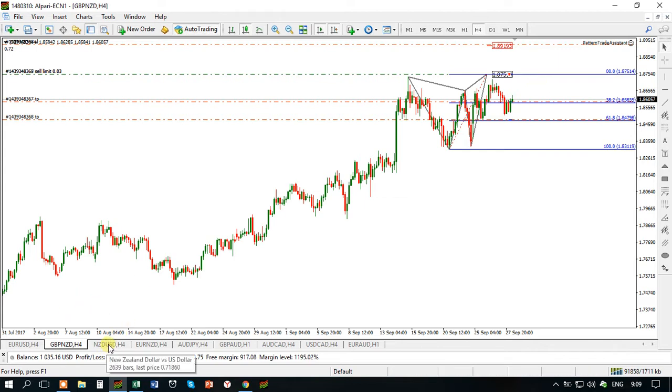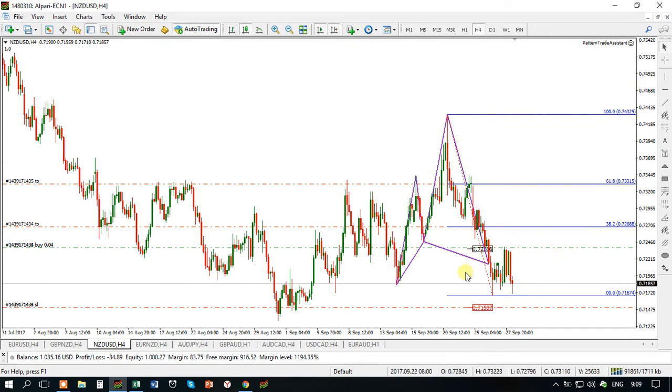Okay, so New Zealand dollar. I was hoping this trade would bring me either profits or losses yesterday because of the New Zealand bank rate decision, but nothing happened. No erratic movements, nothing. Look at this.